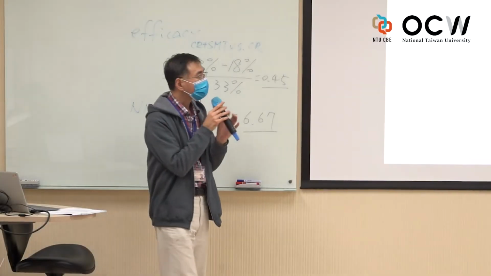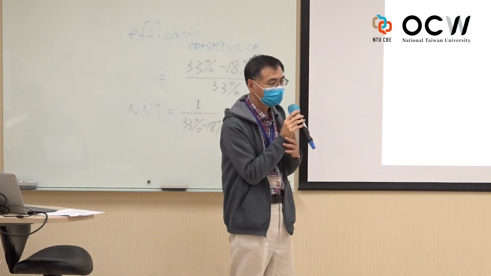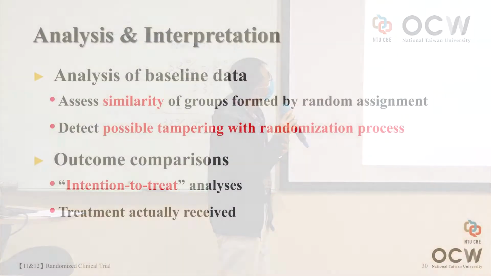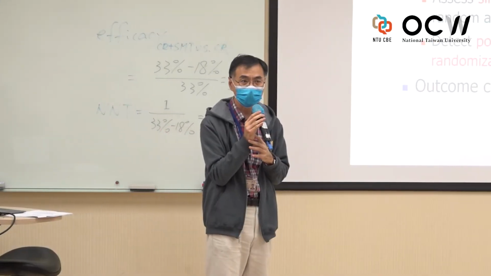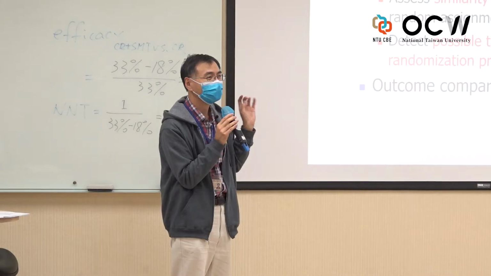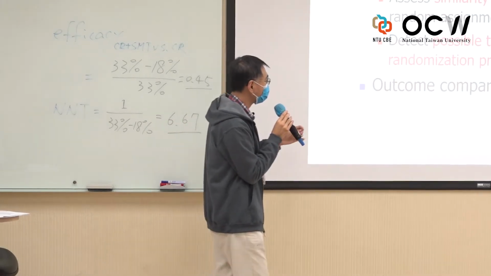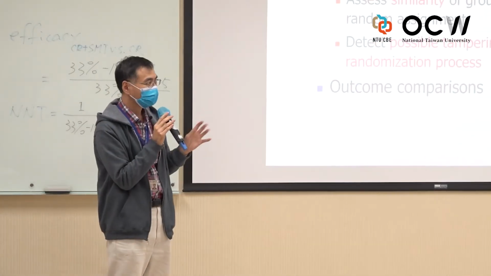Okay, so let's continue the second part of the randomized control trial. I will be focusing on the data analysis and the interpretation. Generally speaking, there are two stages of the data analysis. The first one is so-called analysis of baseline data, because we did the baseline measurement, right? We did it for a certain purpose. We did not do it for nothing, right? And the second part is to perform the outcome comparisons. And for both of them, we have a certain purpose.